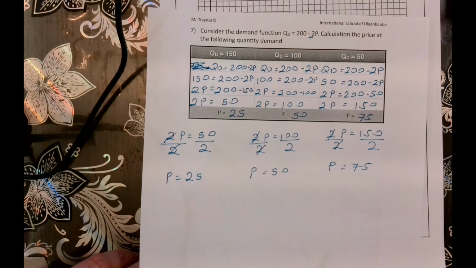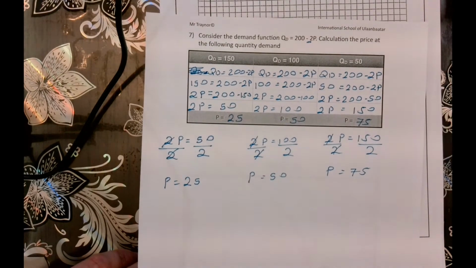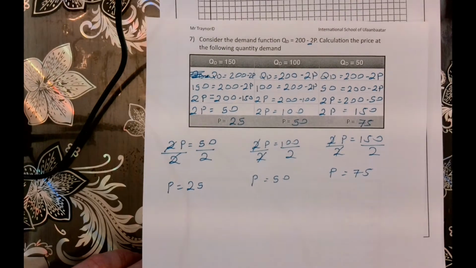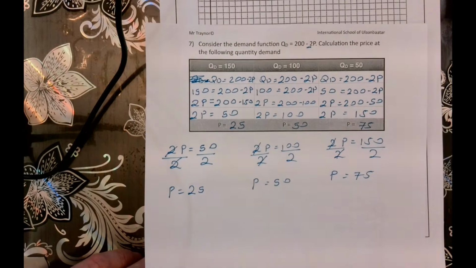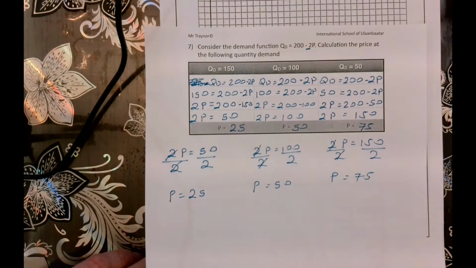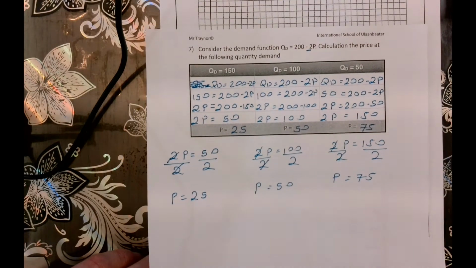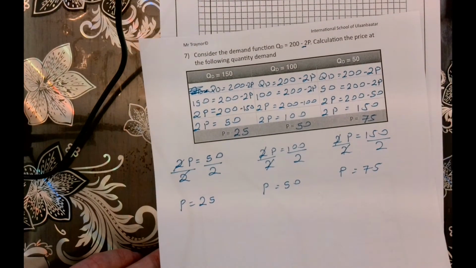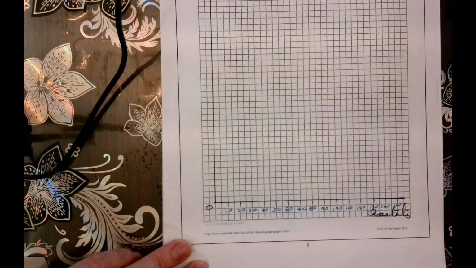Now, just to be clear, again, you will only ever be asked to draw a linear demand curve in your IB. That means it's a straight line. And what you need to draw a straight line are just 2 points. So I don't need all 3, but just for the sake of completeness, I will draw all 3 points.